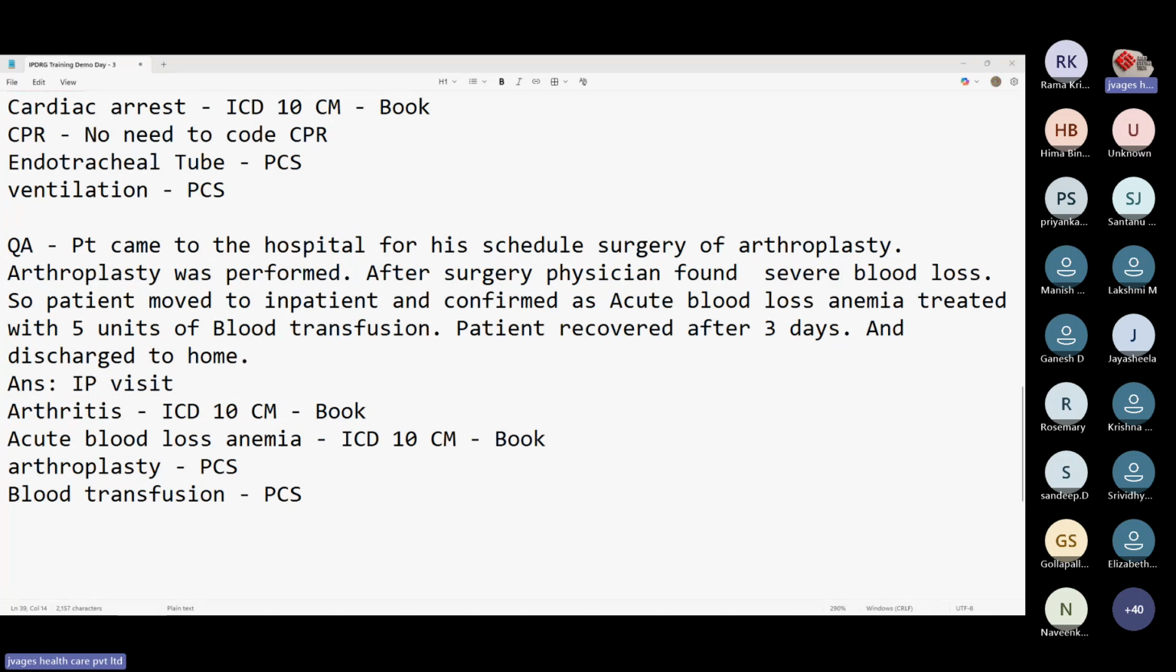Still I haven't taught you any guidelines or any specific inpatient things, but we learned a lot. Yes or no? Agreed. I haven't even started the training, but all of this you should know.